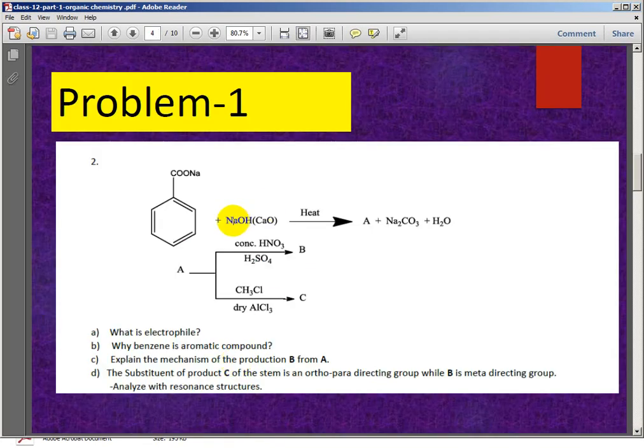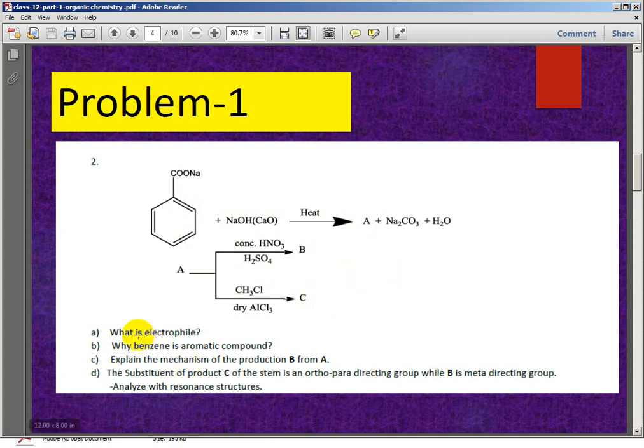Yes, look at this question. Here, this question came in the exam. This is the preparation of a compound A. From this compound A, nitration occurs to give compound B. From A, alkylation occurs and compound C is formed.